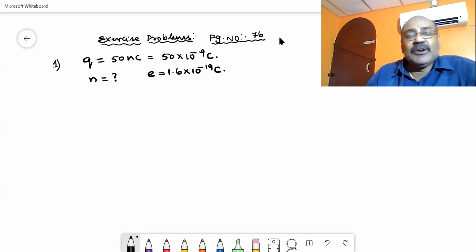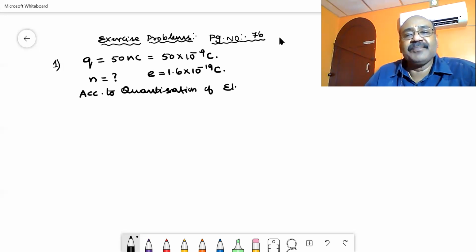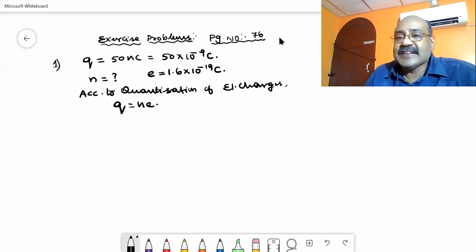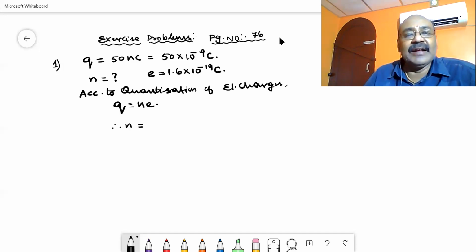See how you can get n. We know, according to the quantization of electrical charges, the formula is Q equal to n into e, where n is the number of electrons, e is the charge of an electron, and Q is the total charge available. Therefore, the number of electrons available, n, is equal to Q divided by e.